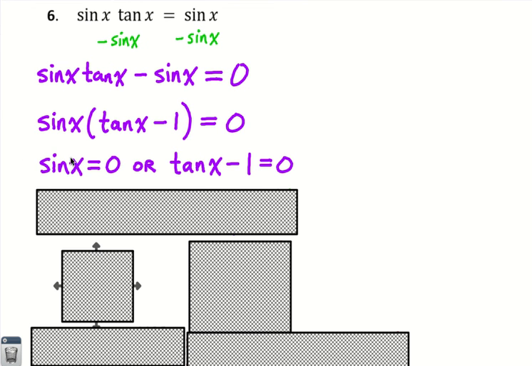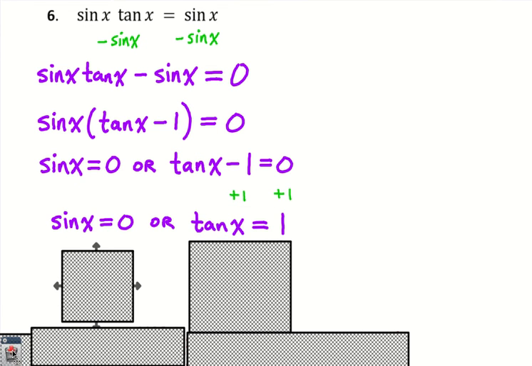Hey, check this out. So the sine of x equals 0, that's already good to go. We could check the cheat chart on this. Sine of x is by itself. And then over here, I think we could get the tangent of x by itself real easy by just adding 1 to the other side. So we get to here. So we have sine of x equals 0. We can go to our cheat chart for that.